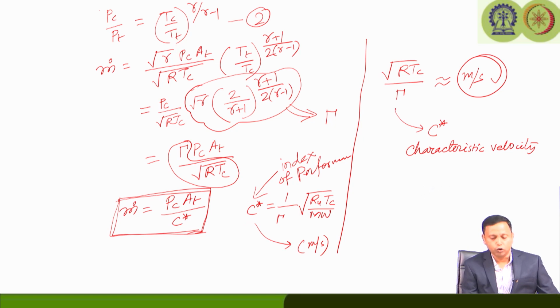So, basically the lower the molecular weight, the higher the C star velocity, as you have seen for the case of Vj. The higher the chamber temperature will give the effect of higher C star velocity. So, increase in T c, decrease in molecular weight will have a positive influence or is going to increase the C star.